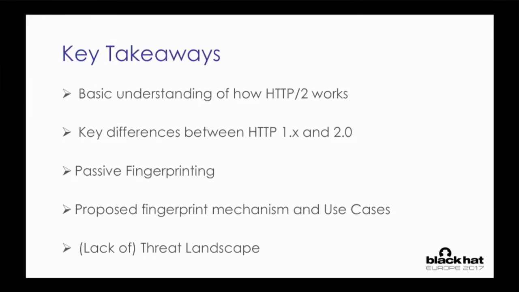So what are my key takeaways for you guys? I hope that by now you have a fairly good understanding of how HTTP2 works, and more specifically of its key elements that we've covered and the key differences from prior versions of the protocol. I hope that by now you have a good understanding of what passive client fingerprinting is, and more specifically of the fingerprint we proposed for H2. And last but not least, you are now well aware of the current threat landscape in HTTP2.